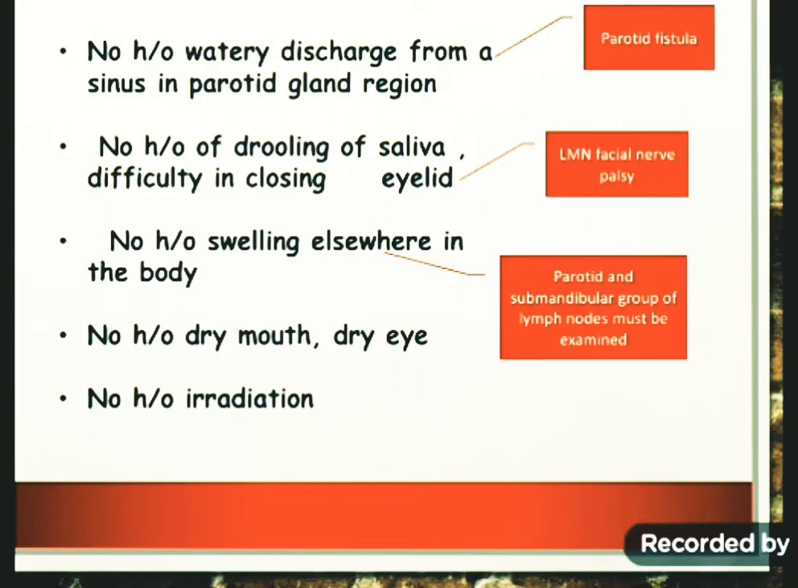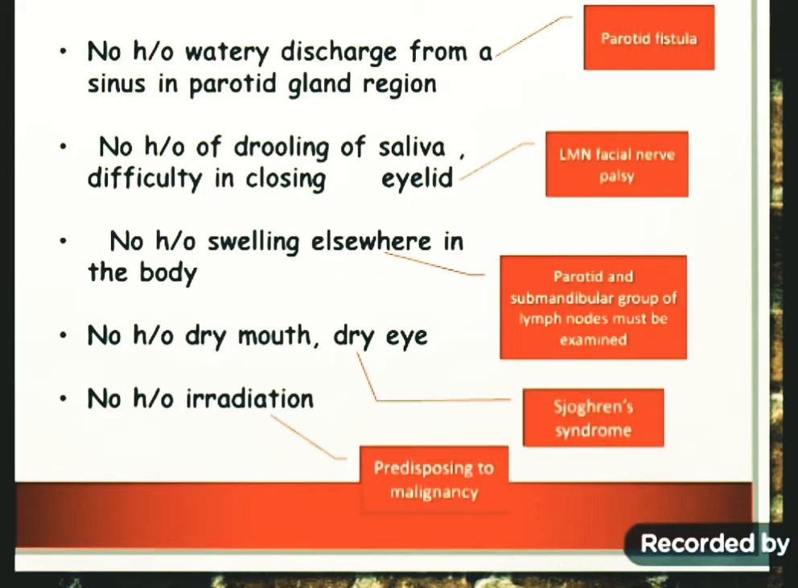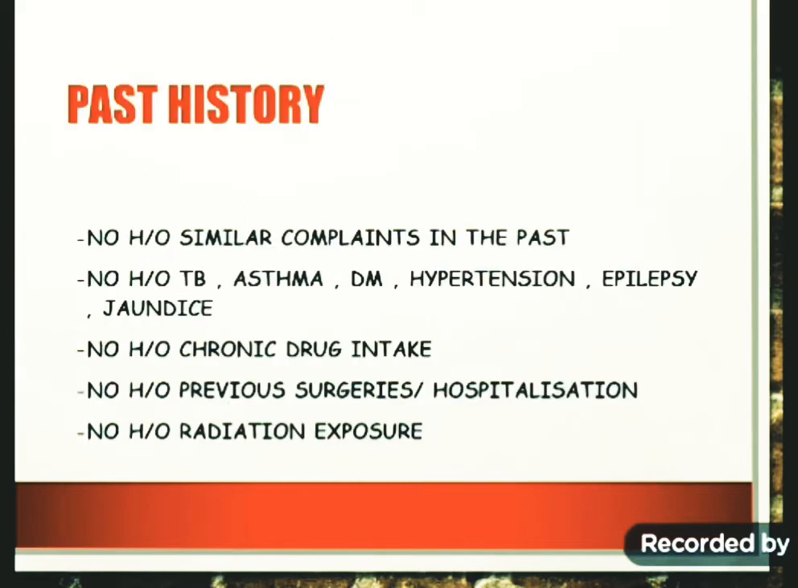Then no history of irradiation. This irradiation will predispose to malignancy, so it is also not there. So we don't have this history. Fine. Next, past history. Like all the other cases, we ask about similar complaints in the past, or any history of TB, asthma, diabetes, jaundice, all that. Then chronic drug intake history, previous surgery history, radiation exposure history. Again, the same things we'll ask in all the case sheets. Nothing significant about parotid swelling in this history.